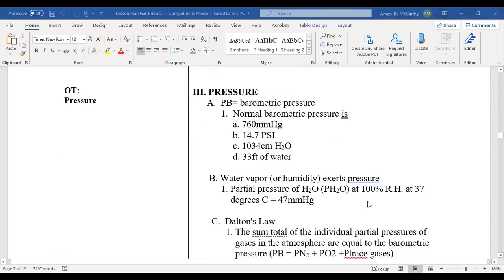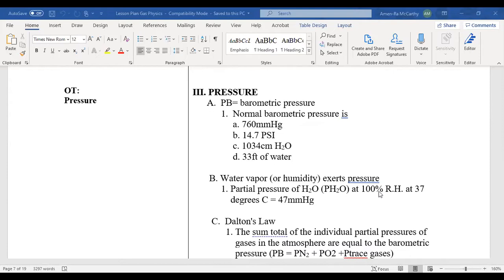All right. Next lesson is pressure. Remember, we talk about pressure all the time. And there are 2 pressure measurements. What are the 2 pressure measurements?